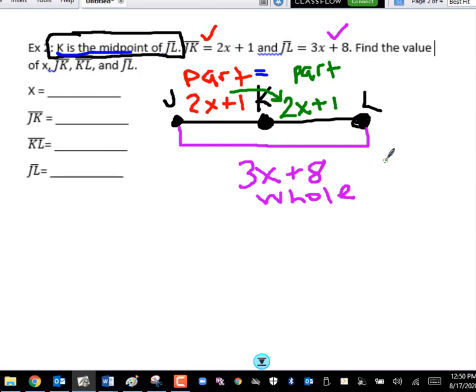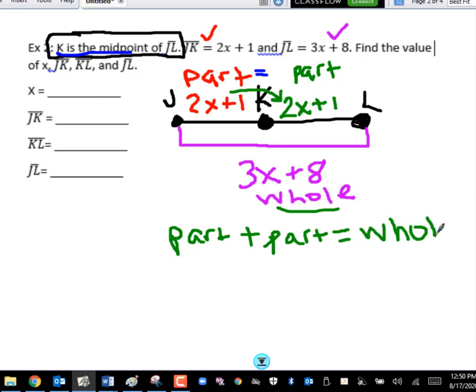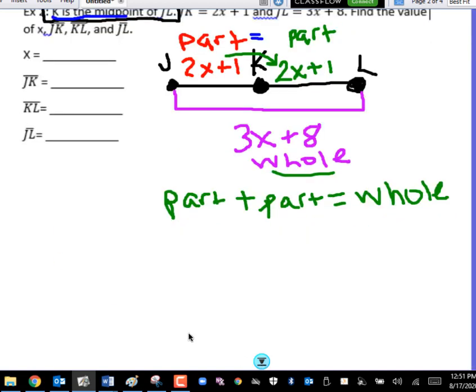Now, as far as the equation goes, I have a whole this time. So if I have a whole, I have to write an equation with whole in it. So instead of part equals part, I'm going to do part plus part equals whole. And because I have 3 different things this time, I'm going to have 3 different things in my equation. So I'm going to plug it in.